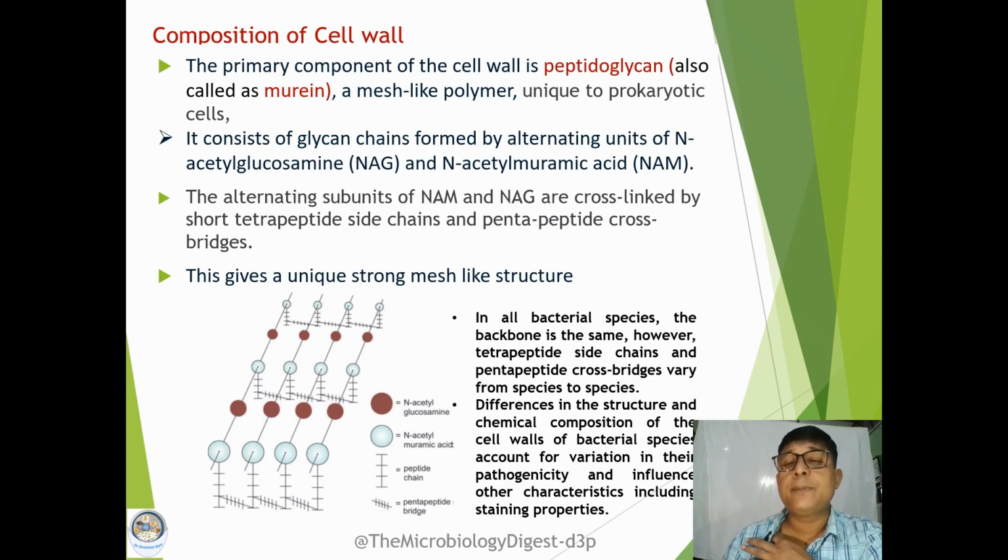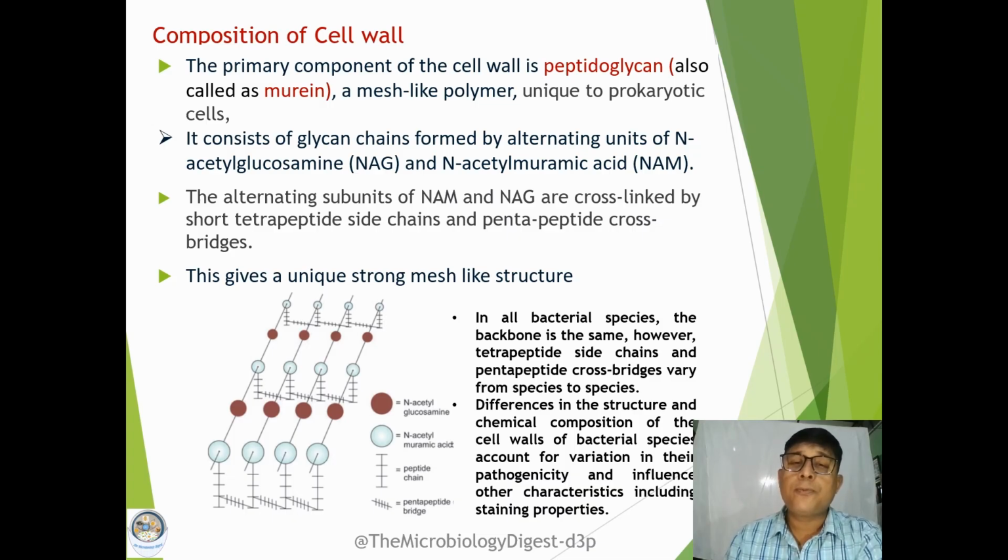Now, there are differences in cell wall composition, so cell wall composition is very essential to understand. Basically, the main component of the bacterial cell wall is peptidoglycan. Sometimes it is also called murein. Peptidoglycan, or murein, is a mesh-like polymer and it is very unique to the prokaryotic cells. So peptidoglycan is present only in prokaryotic cells.